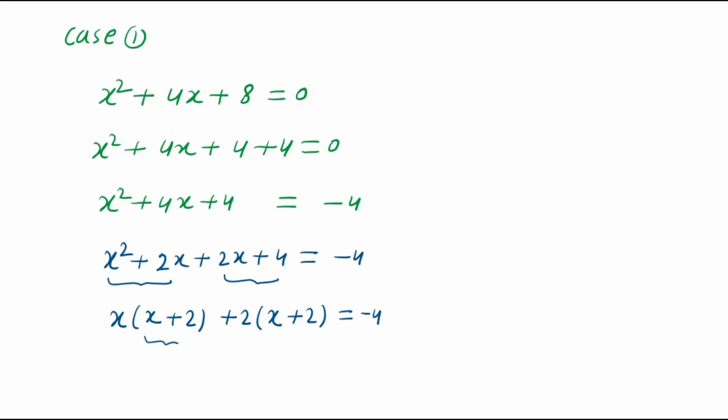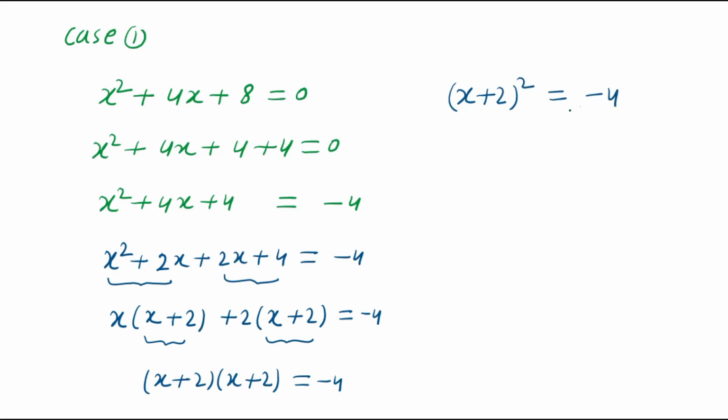Here x + 2, and here x + 2. If we take x + 2 common, then you will get (x + 2)(x + 2) = -4. (x + 2) times (x + 2) is (x + 2) whole squared, and this equals -4. Now we will apply this rule.